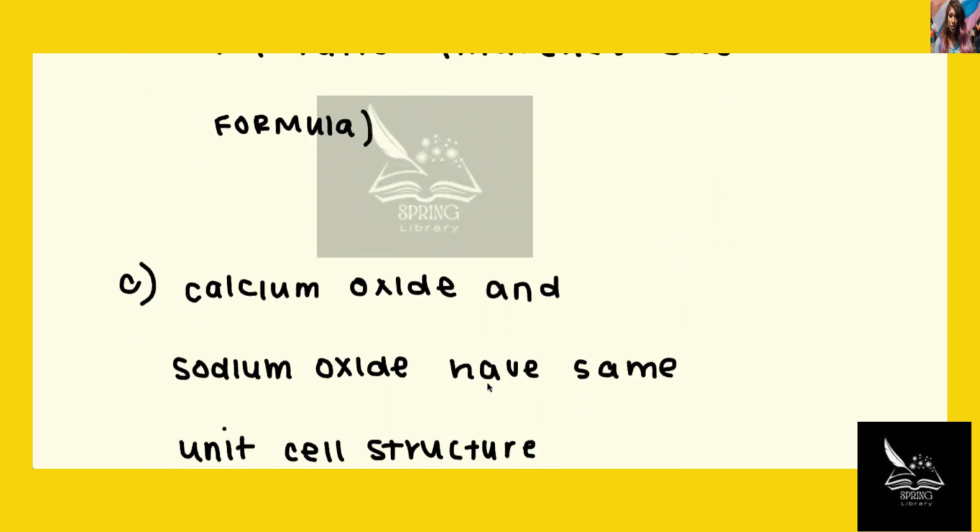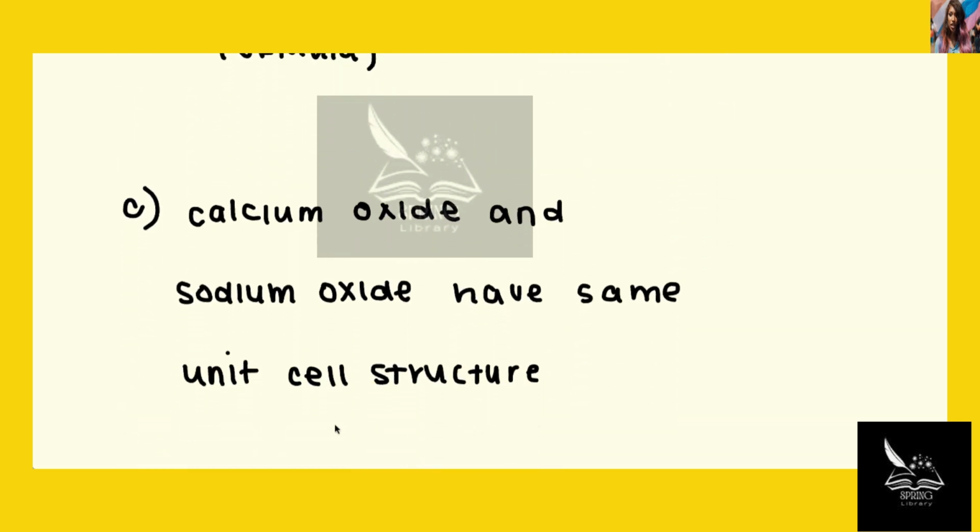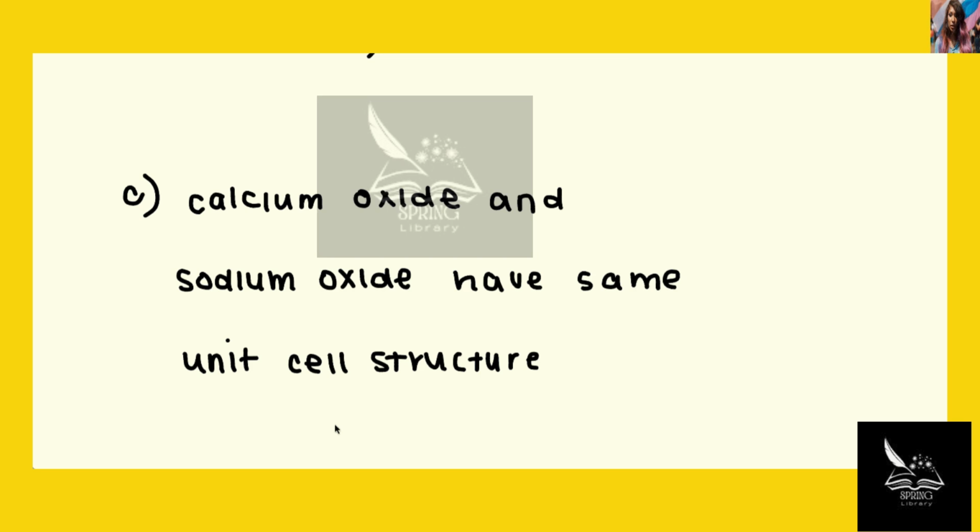And then finally, we have to answer, why are the structures of calcium oxide and sodium oxide related? And what we see is that they have the same unit cell structure. They both have the same ratio of oxide or oxygen to the other atom in their structure.